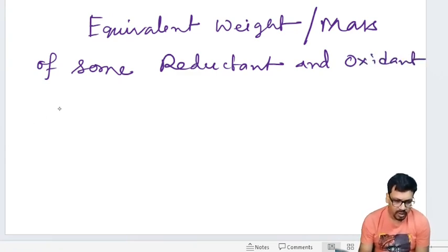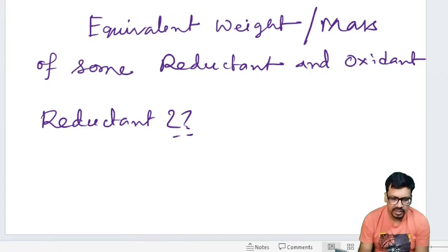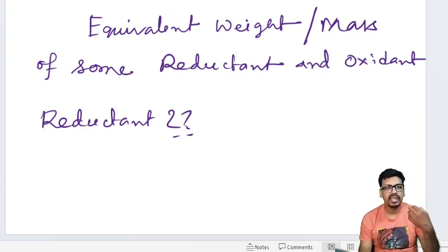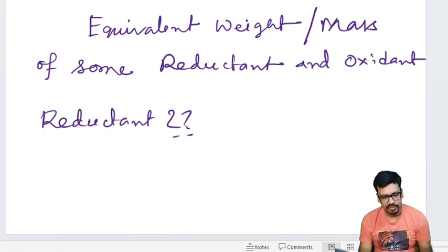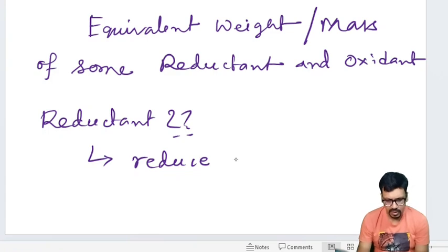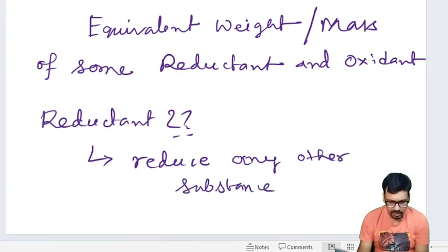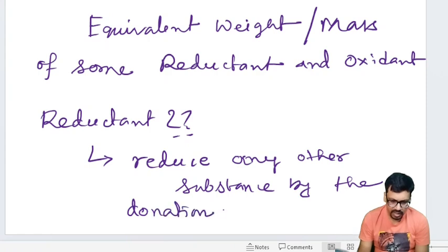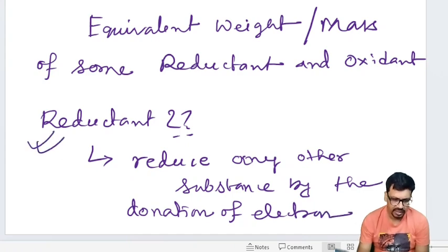Now what is a reductant? What is called a reductant? A reductant reduces any other substance by the donation of electrons. Clear? Donation of electrons. They are called reductants.